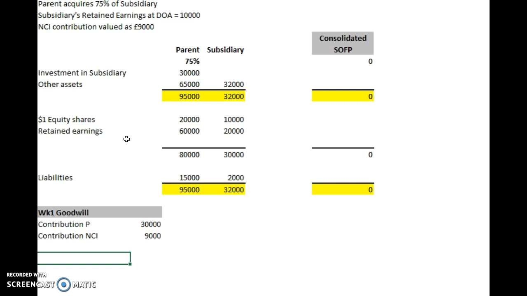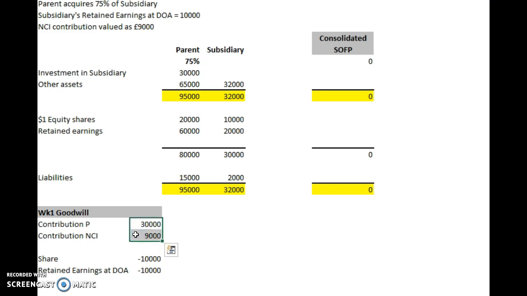So far so good. What have these two organisations purchased for their £39,000? Well, they've bought shares, which we'll put in as 10,000. And they purchased retained earnings at date of acquisition. And let's just make that clearer. Retained earnings at date of acquisition. And that's given to us in the question, 10,000.